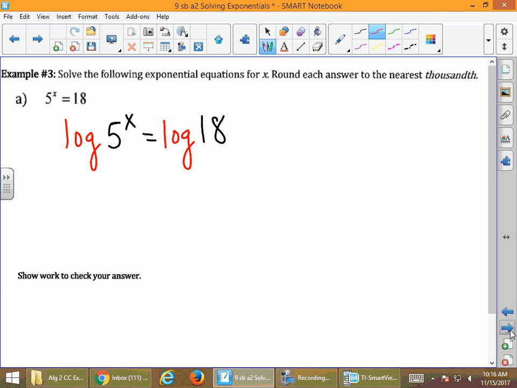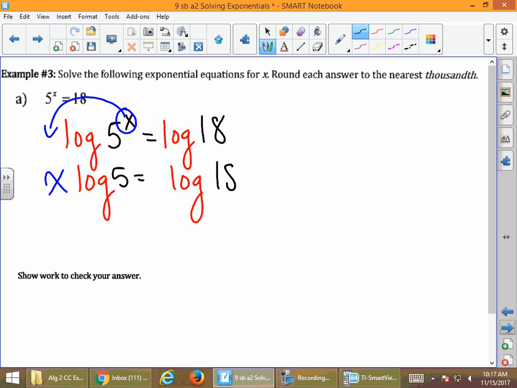Second step, rewrite this so that the exponent becomes a coefficient using what I sometimes call the power property, which means we're going to take this x and write it as a coefficient. So it's going to be x log 5 equals log 18.